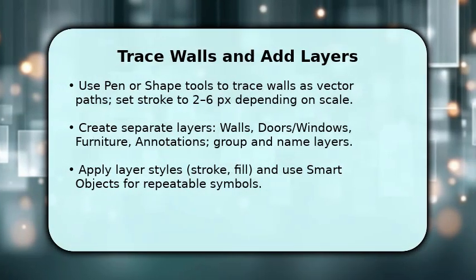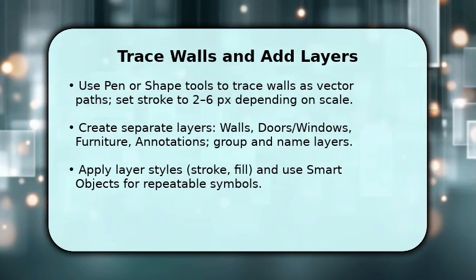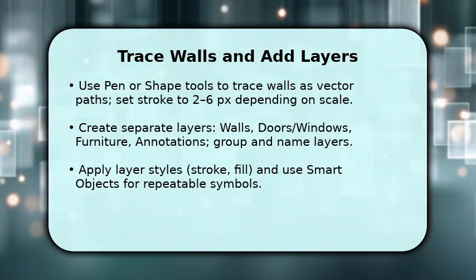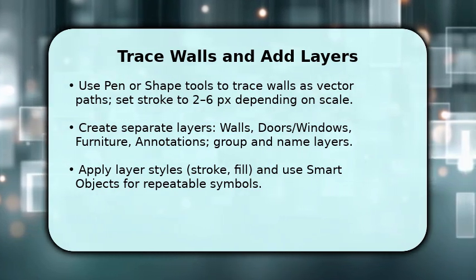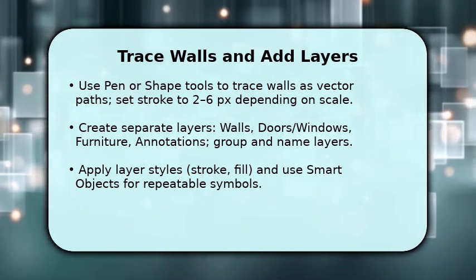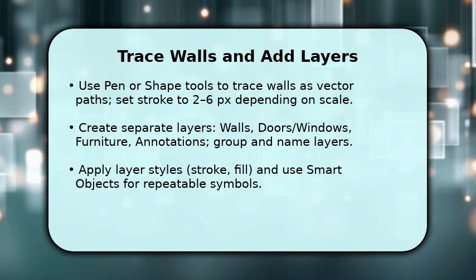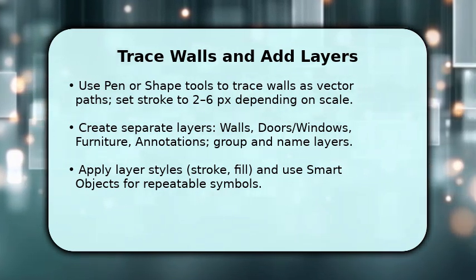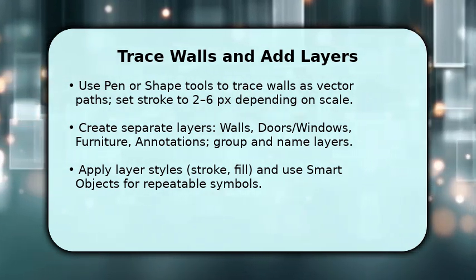Now trace the plan precisely. Use the pen tool or rectangle/ellipse shapes to create vector walls with consistent stroke widths, typically 2 to 6 px based on your scale. Make distinct layers for walls, doors and windows, furniture, and annotations. Group and name them clearly so edits are non-destructive.